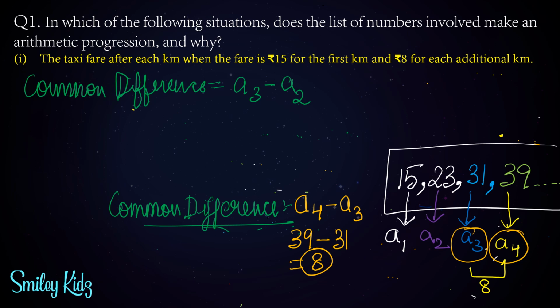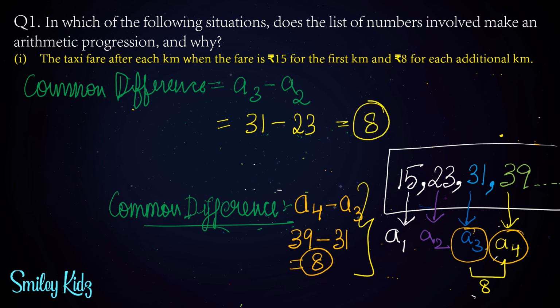Alright, that means here I have A4 and A3, right? Let's suppose this is A3 and A4. Then I'm going to subtract A3 from A4. It's going to be A4 minus A3, and that's what we performed here. Then we have A3 minus A2. What is A3? A3 is 31 and what is A2? It is 23. The common difference turns out to be 8 again, isn't it?